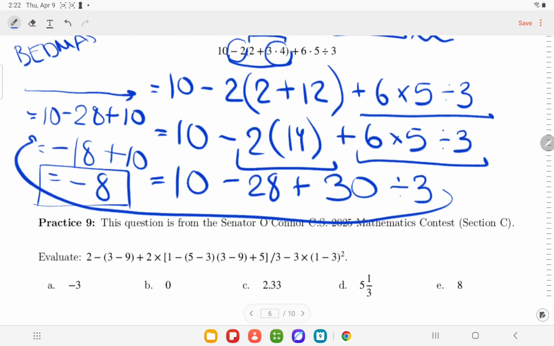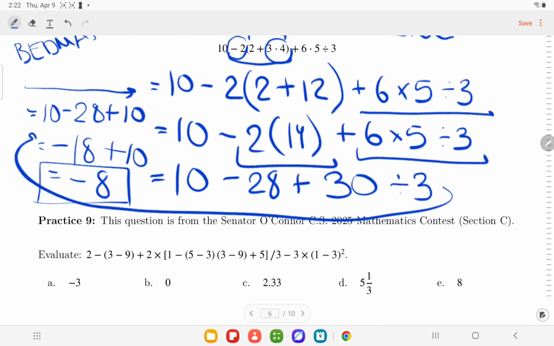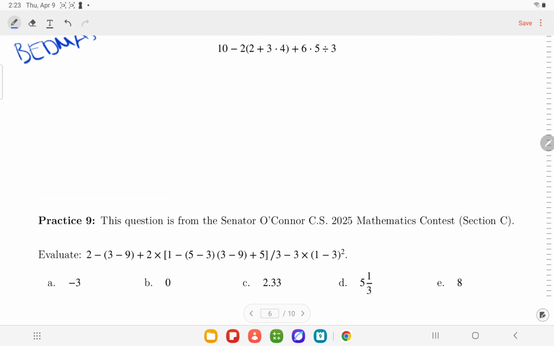So this next question here, I suggest you also try to do on your own because this is actually one from our contest last year, so it's good practice. This one looks rather intimidating, but if we follow BEDMAS, we can see that first we need to solve the brackets. So we have one here, and another one here, and a third one here.